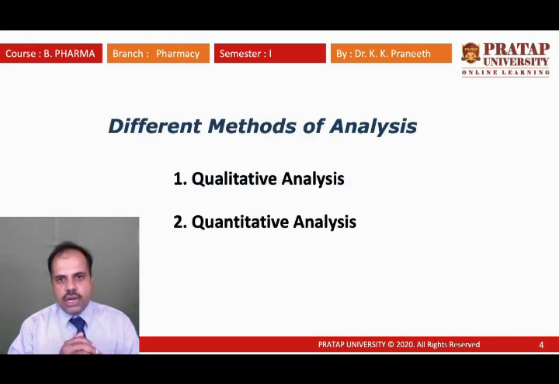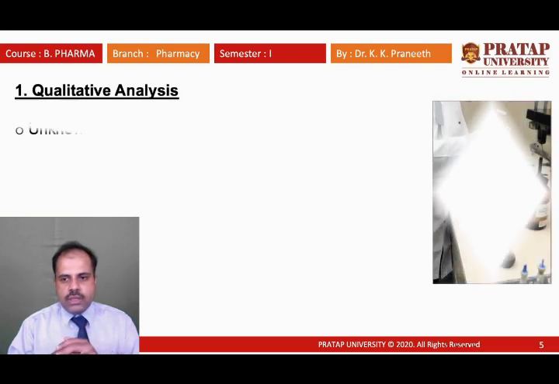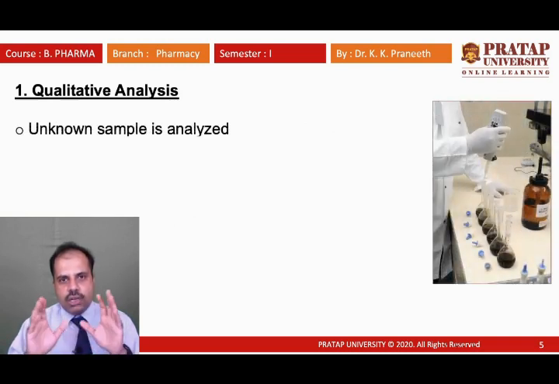So as I mentioned, there are two different methods in pharmaceutical analysis. One is qualitative analysis, and another one is quantitative analysis. So first let's see qualitative analysis. So what is qualitative analysis? In qualitative analysis, we analyze an unknown sample, meaning we don't know what that sample is.